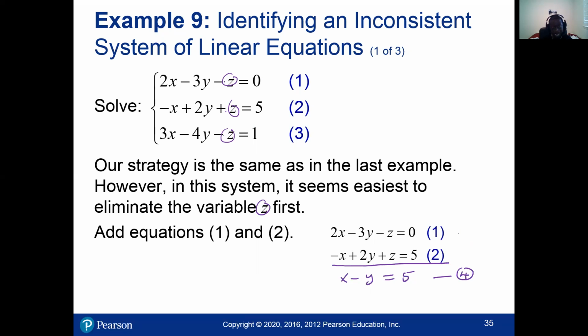All right, then we compare equation 1 and equation 3. Now the z coefficients are both negative, so we're going to multiply one of them by negative and eliminate the z.